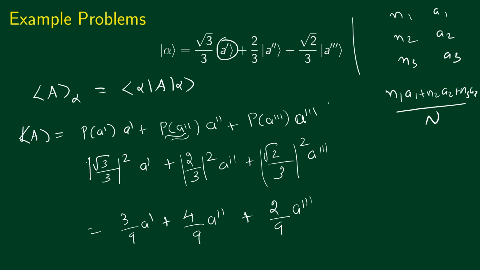If we calculate bra alpha A ket alpha, which is the definition for expectation value that we discussed, it again comes back to this expression for average value. I'll just demonstrate it here so that it's clear. In this case, if you have an expansion in terms of an orthonormal basis and you need to find the average value, what you do is this. What's p of a prime? The measurement theory says that it is the modulus of c1 squared. What's p of a double prime? It's the modulus of c2 squared. What's p of a triple prime? It's the modulus of c3 squared.